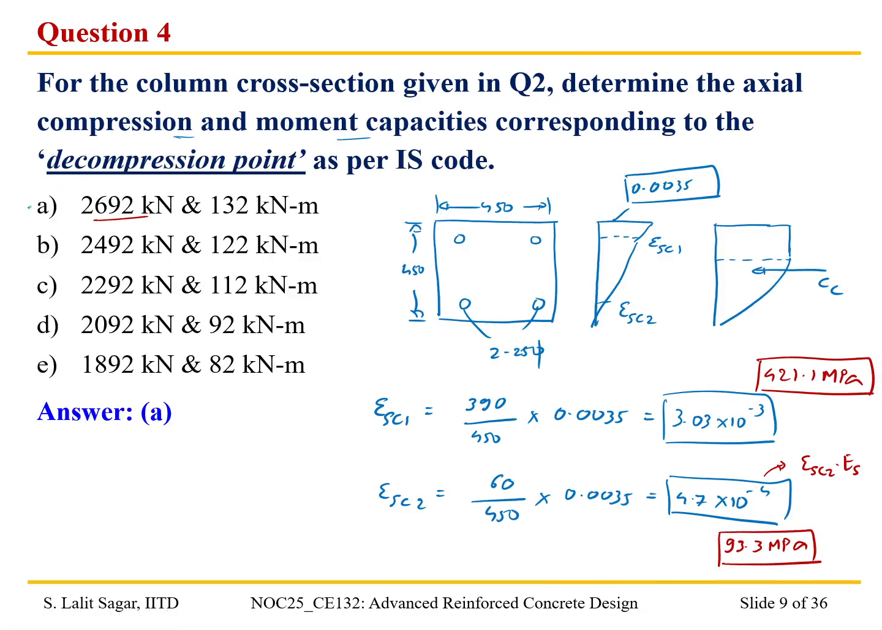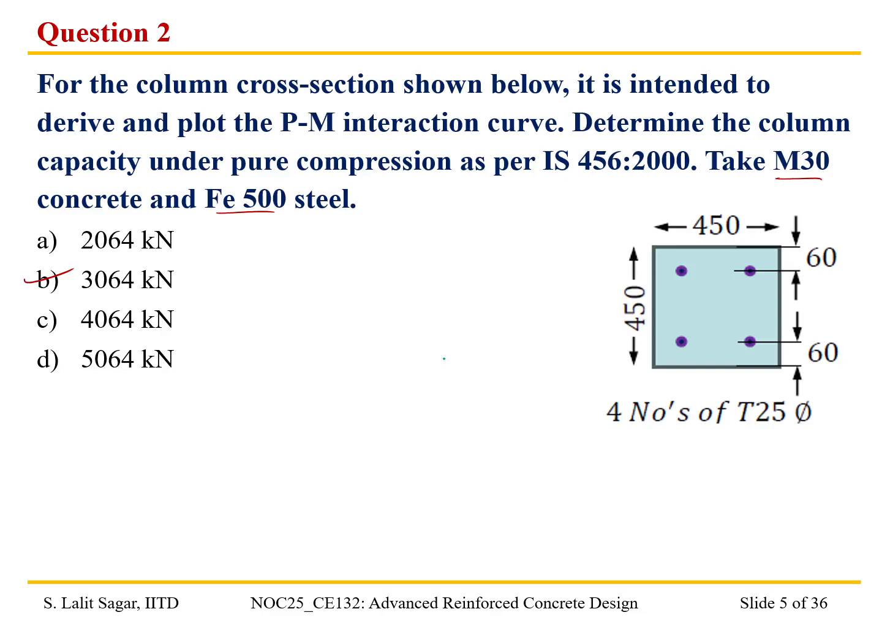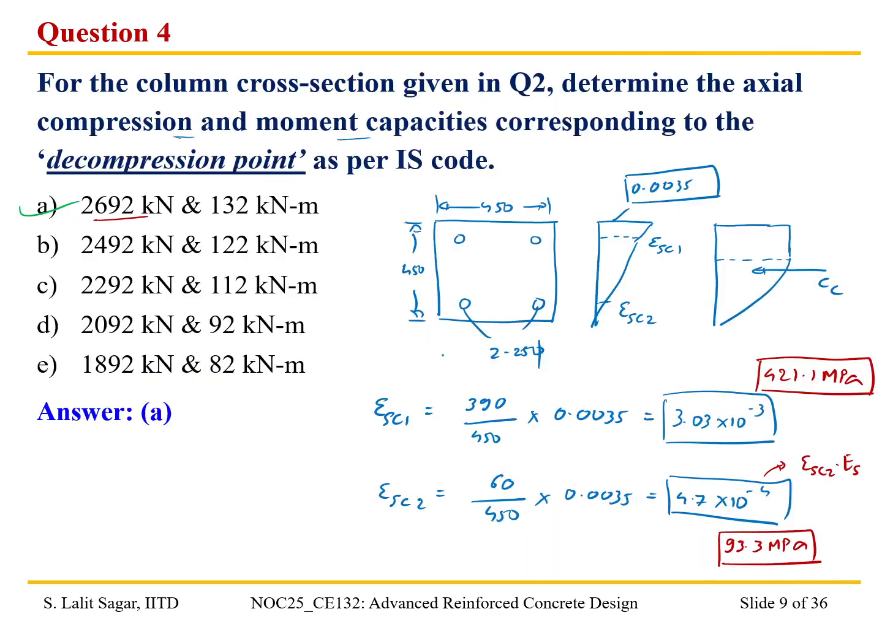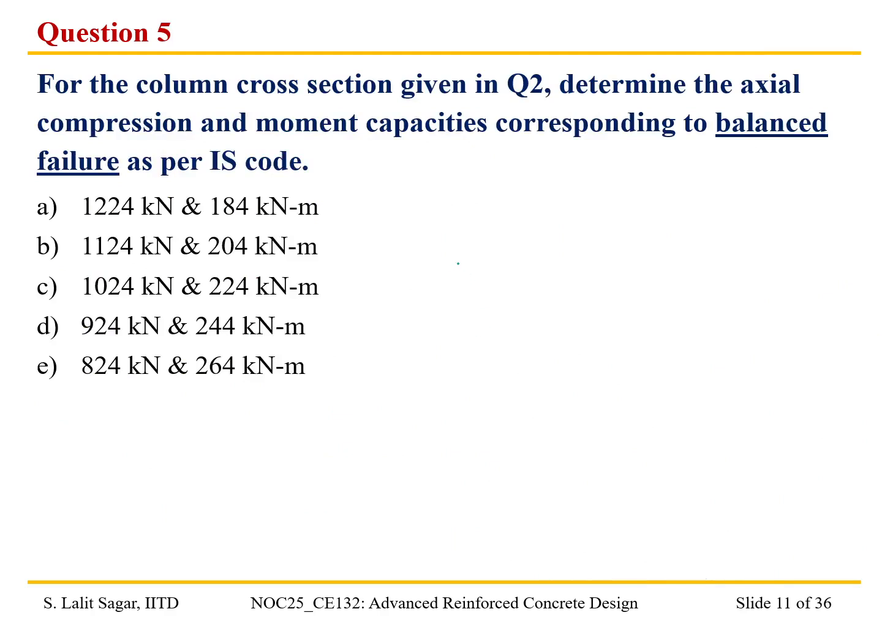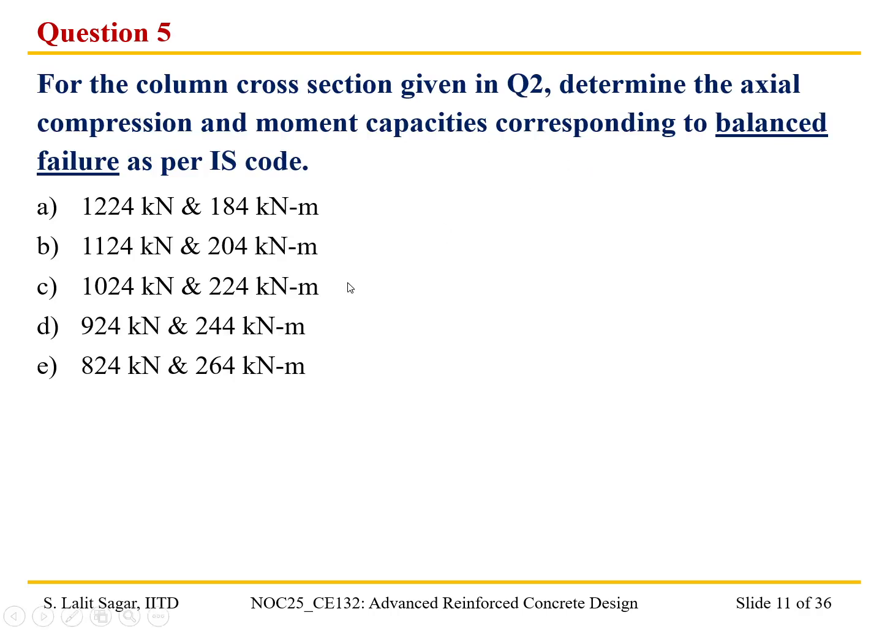So corresponding to the decompression point, we got the axial load and the moment capacity. We have obtained point A, pure axial capacity, point D, pure moment capacity, and point B, the point of decompression. Now we need to find out point C corresponding to the balanced failure. So what is the meaning of balanced failure? Balanced failure means that the peak compressive strain occurs at the same time as the peak tensile strain.